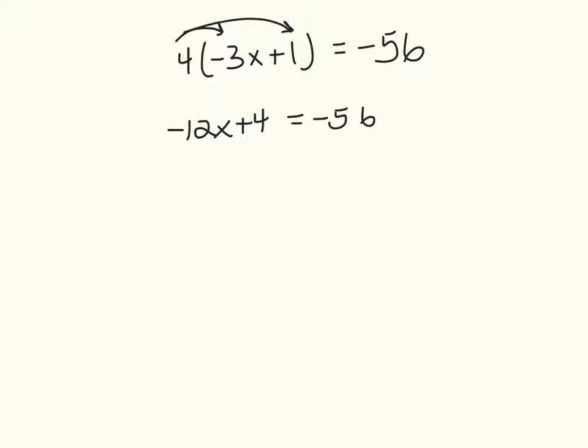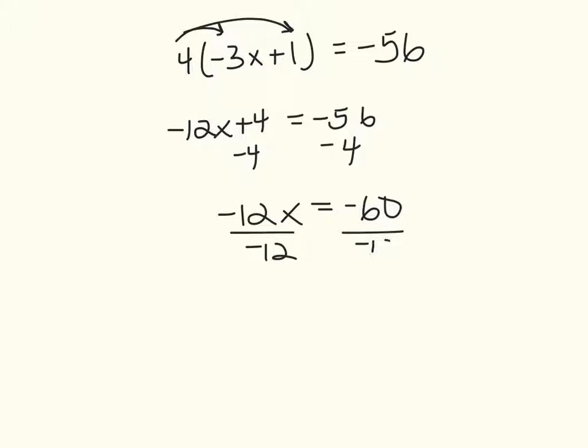Let's finish it up. The opposite of plus 4 is minus 4 from both sides. Negative 12x equals, and again I can use my calculator, negative 56 minus 4 is negative 60. Divide both sides by negative 12. Those go away. X equals, let's see, negative divided by negative is positive. 60 divided by 12 is 5. So x is positive 5. Now if you don't want to write that plus sign, you don't have to. But if you do write that plus sign, it's not wrong. That is completely up to you.